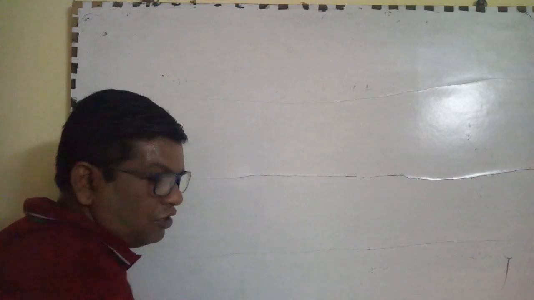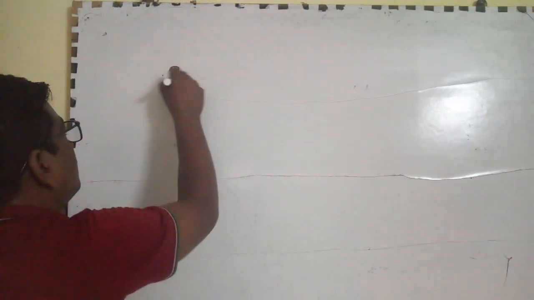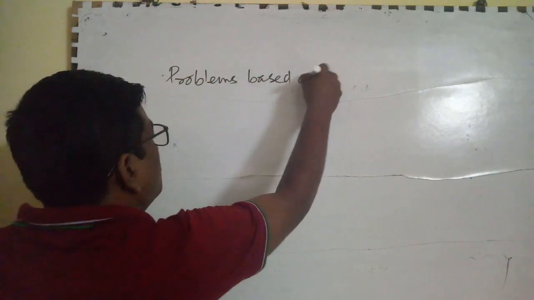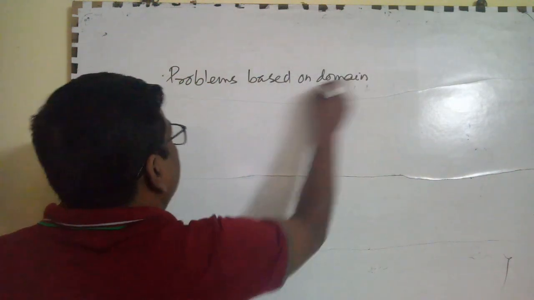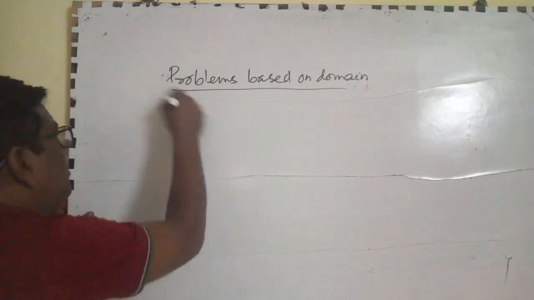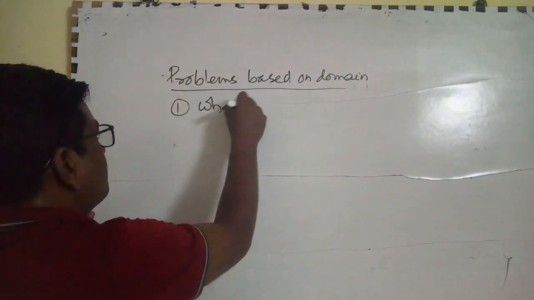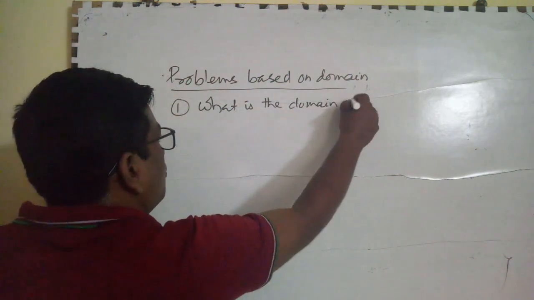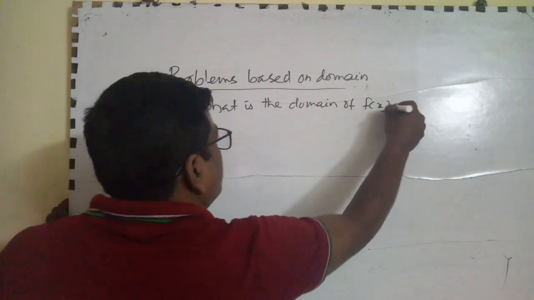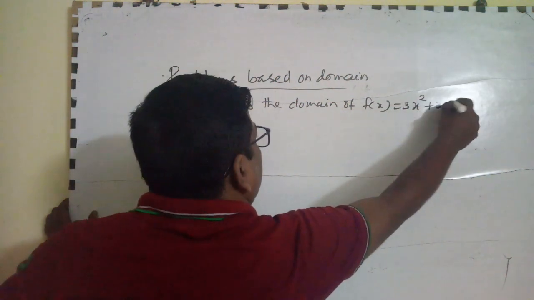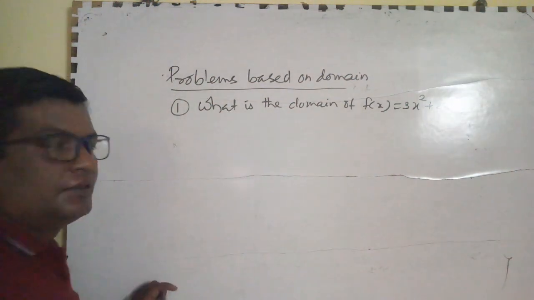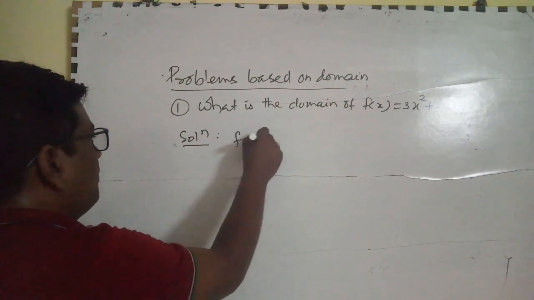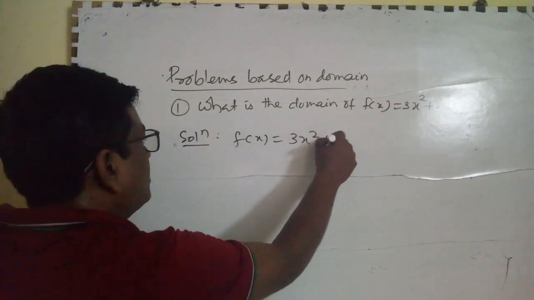Problems based on domain. What is the domain of f of x is equal to 3x square plus x plus 5? Solution: f of x is equal to 3x square plus x plus 5.